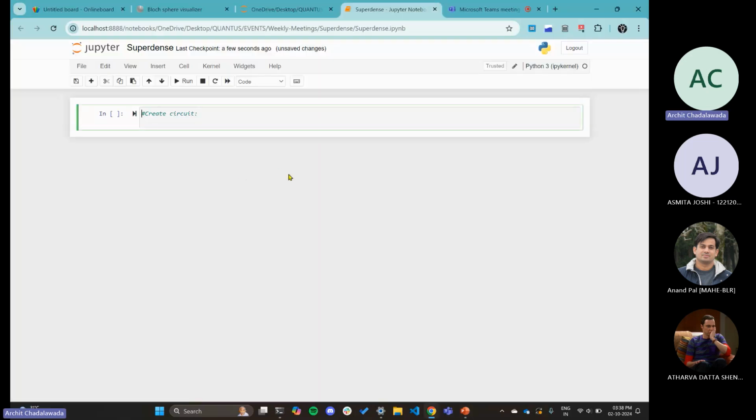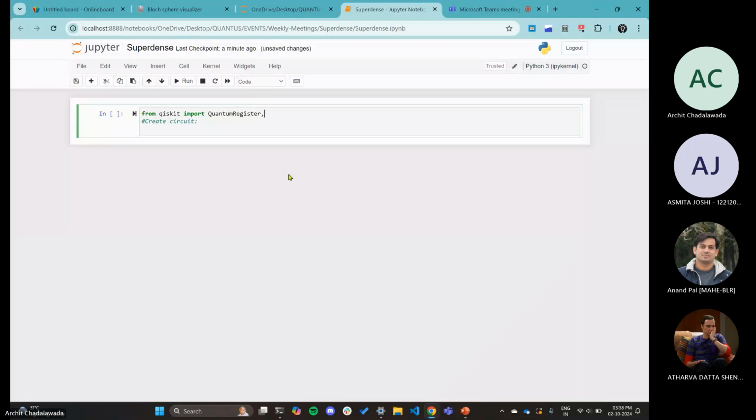So I first need to import some dependencies from Qiskit. From Qiskit, I want to import the quantum register, which we're going to use for our qubits. I'm also going to import the classical register, which we are going to use for our classical bits, and a class called quantum circuit, which is going to consist of these quantum register and classical register.